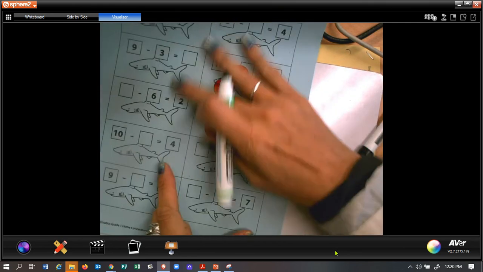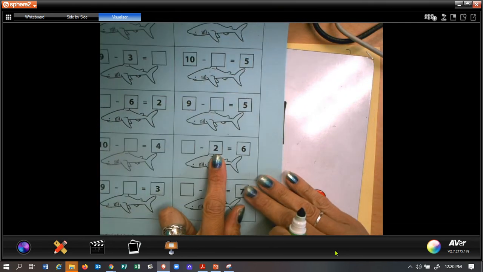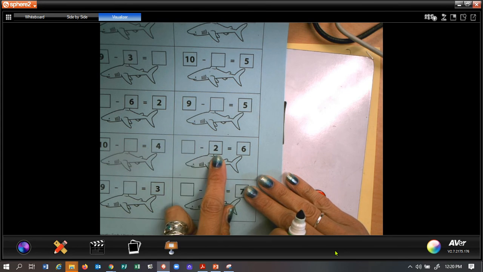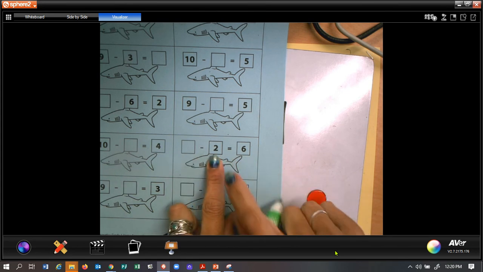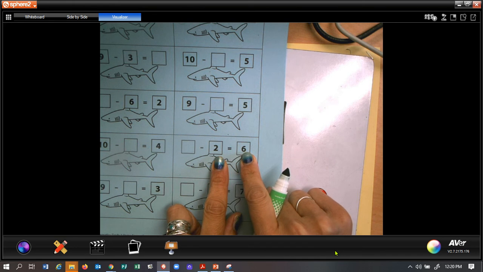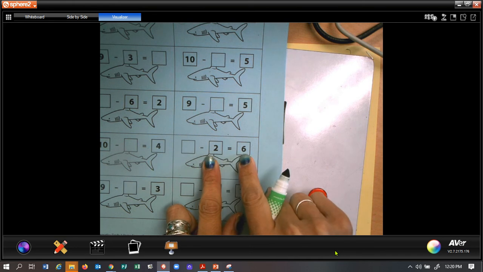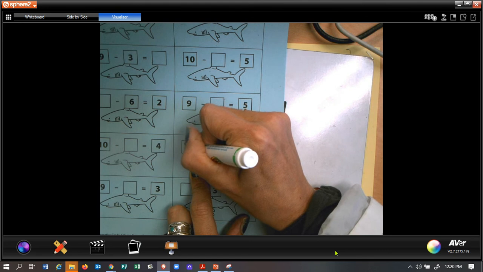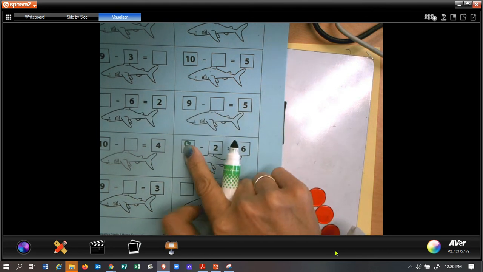If you look at this one here, we start with the whole, we take away 2, and we end up with 6. You have to add together your parts. What's 2 plus 6? I can't hear you. What's 2 plus 6? Or you could think about it as 6 and 2 more. 6, 7, 8. That's 8. 6 plus 2 is 8.